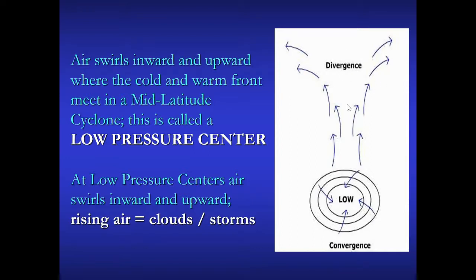And typically, a lot of times when you have these stronger storms, you have divergence in the upper level winds. The upper level winds are actually helping to draw air, suck air upward, so that it can more vigorously swirl upward. So low pressure centers are usually associated with mid-latitude cyclones and our stormy weather.